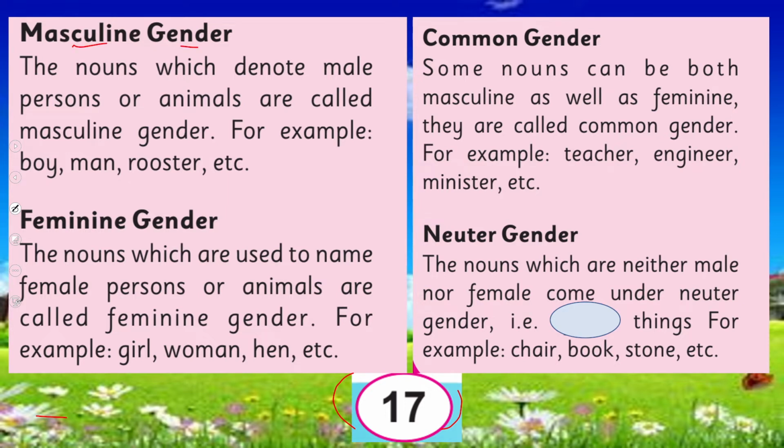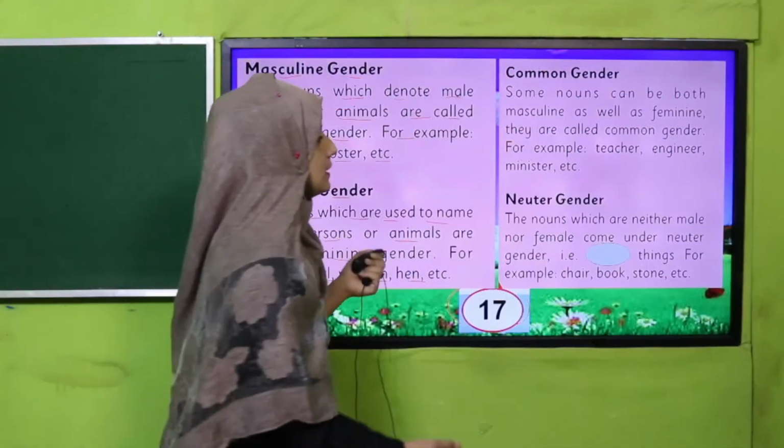Read out that. The nouns which denote male persons or animals are called masculine gender. For example, boy, man, rooster, etc. Okay, and feminine gender. Read out that, my dear students. The nouns which are used to name female persons or animals are called feminine gender. For example, girl, woman, hen, etc. Okay, my dear students, have you got that?